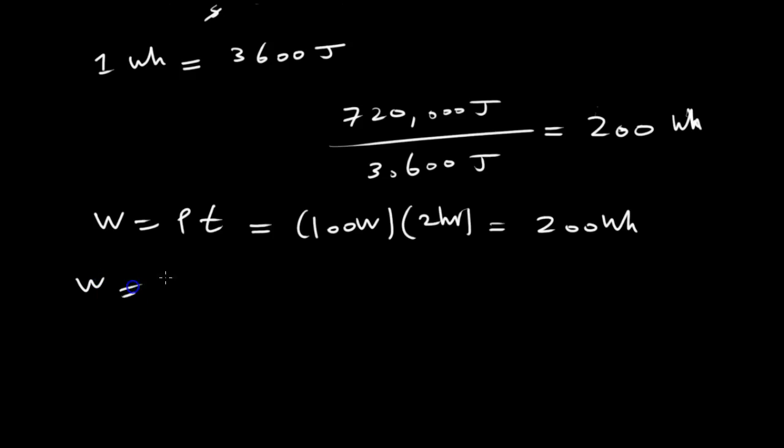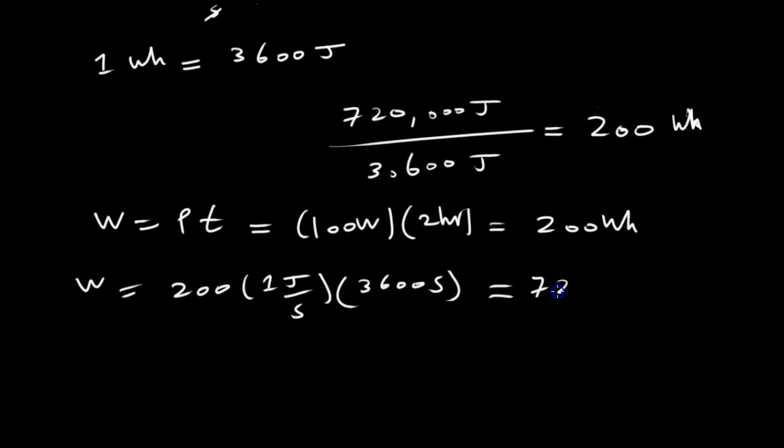And just to do a quick check, 200 watt hours, so you have 1 watt is 1 joule per second, 1 hour is 3,600 seconds, and I should end up with what I had up there. To check it, 200 times 3,600, and I get 720,000 like I had up there. Seconds cancel out, and I get joules. So that is the total amount of energy consumed.